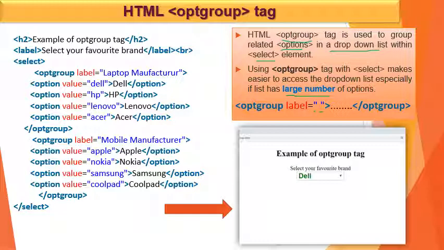H2 is a header 2 and that is given with the end H2, that is an example of the opt group tag. Next is a label which is having the text "Select your favorite brand". We have just displayed it on the upper side of our drop down list. Now the select tag is given, and in the select tag there are two different opt groups.